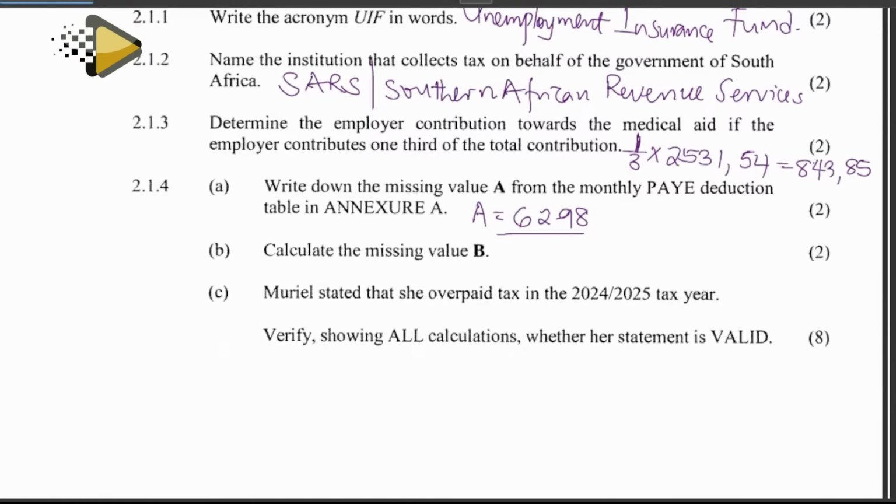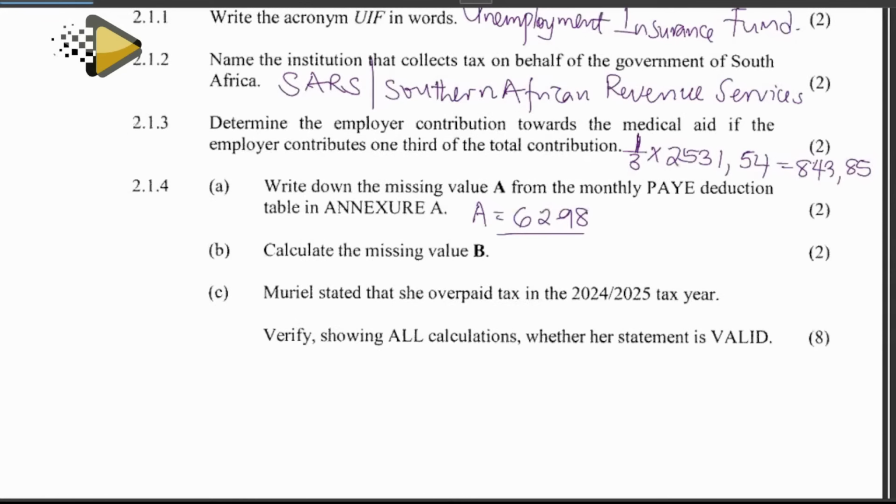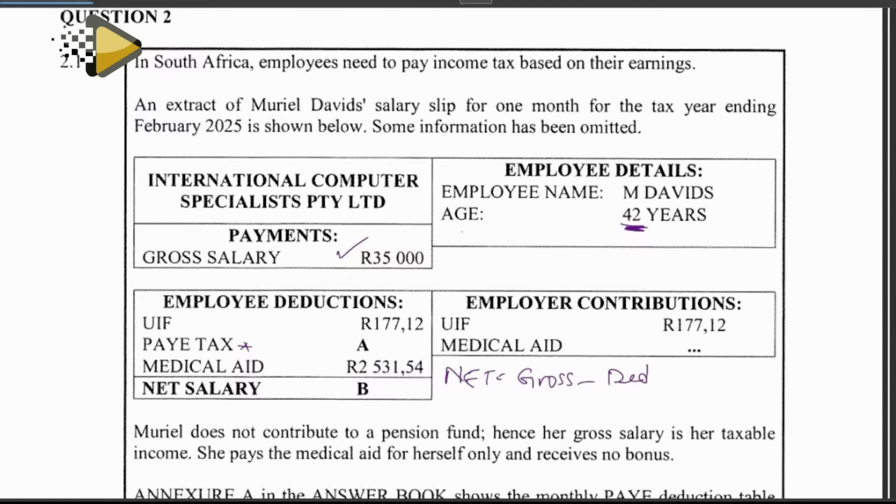Can I get the missing value B? Let's check on B. What is in B? B, the net salary here. Meaning, what is net? You get your gross minus what? Deductions. Minus deductions. That simply means we've got the value of A. So we need to replace A in that, and we get a perfect answer. A is 6,298.